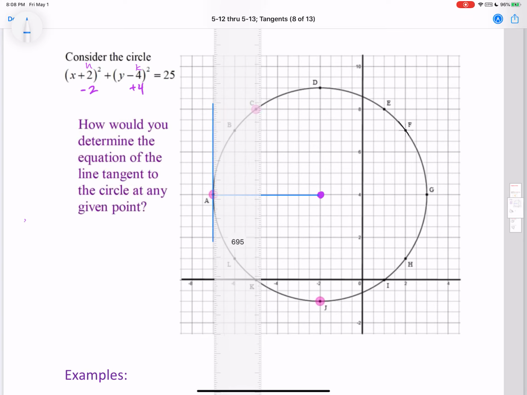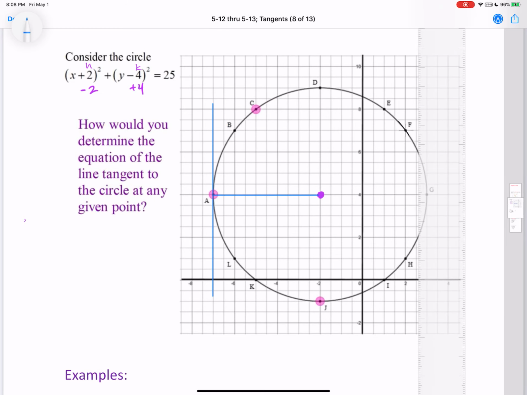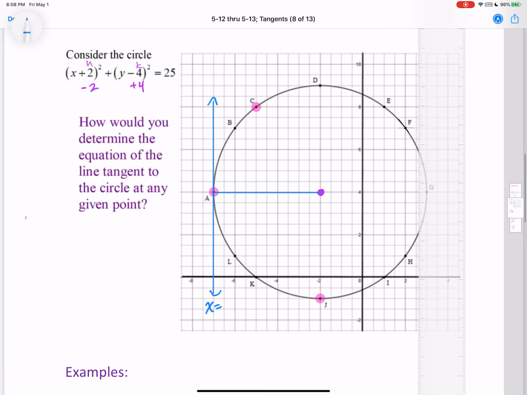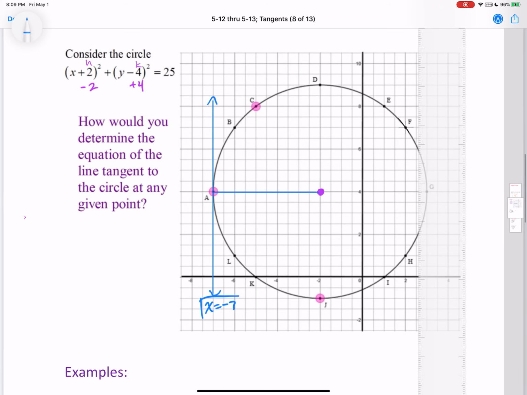So I've just created this tangent line in blue, and I want to figure out the equation of this line. The nice thing about this is that this line is a vertical line. When we have a vertical line, that just means it's going to be x equals something. Where does it cross the x-axis? It's crossing the x-axis at -7. So x = -7, and that's the equation of that tangent line.